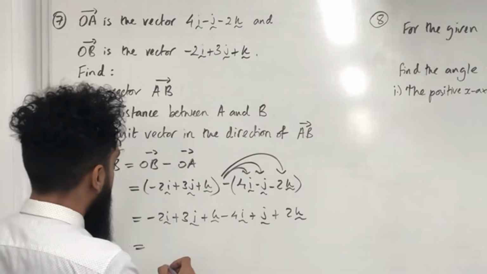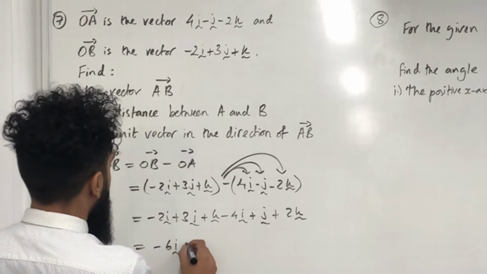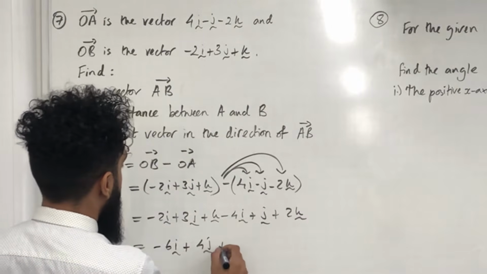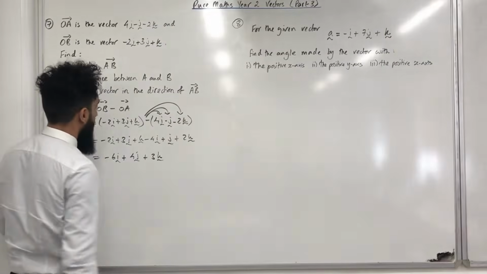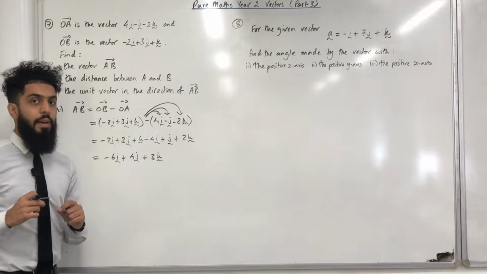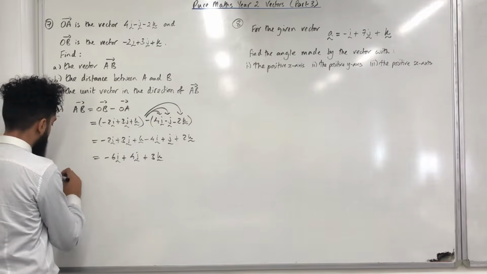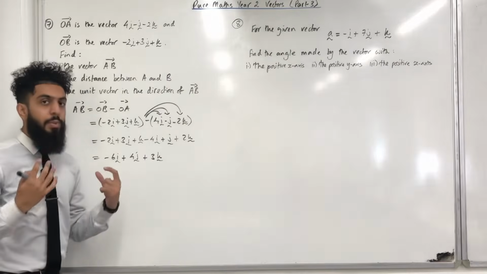So if we do this, we end up with the following result. Minus 6i plus 4j plus 3k. So the vector A to B is minus 6i plus 4j plus 3k. Moving on to Part B. Find the distance between A and B.